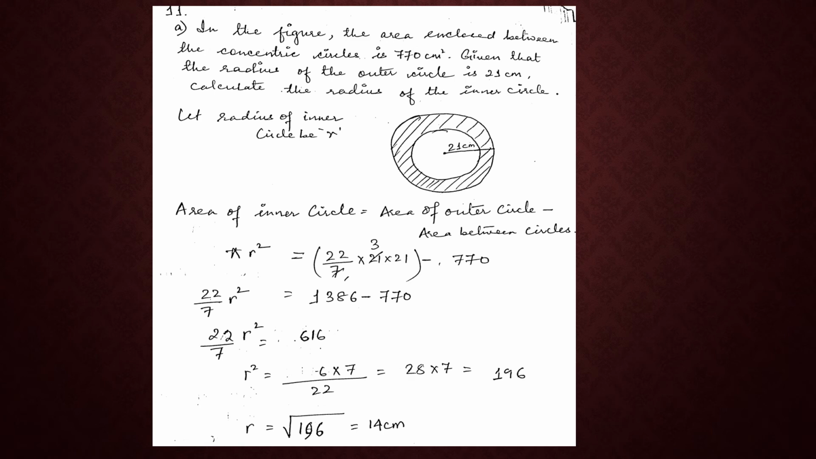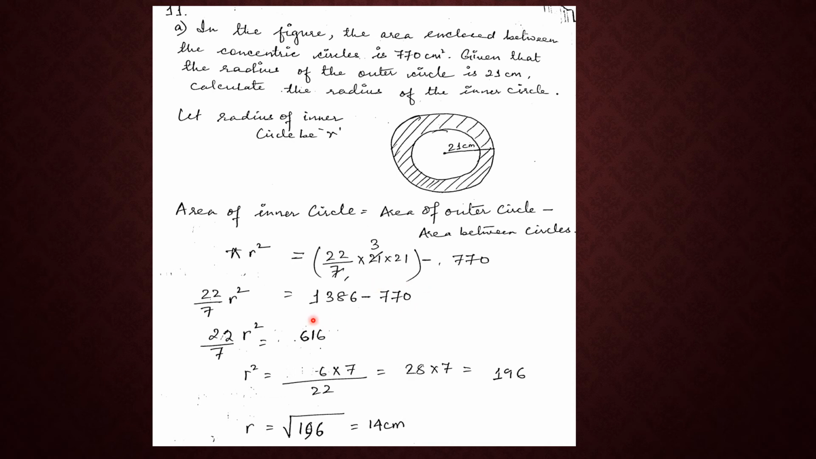Next sum. In the given figure, the area enclosed between the concentric circles is 770 centimeter square. Given that the radius of the outer circle is 21 centimeter, we are asked to calculate the radius of the inner circle. Since we do not know the radius of the inner circle here, let us assume it to be r. So the area of the inner circle will be the area of the outer circle minus the area that is enclosed between the two circles.